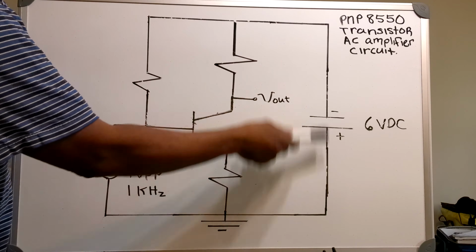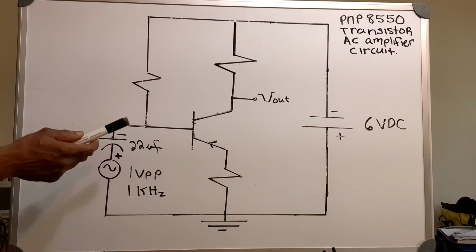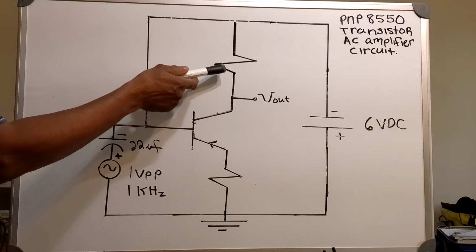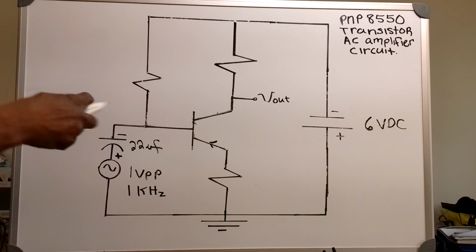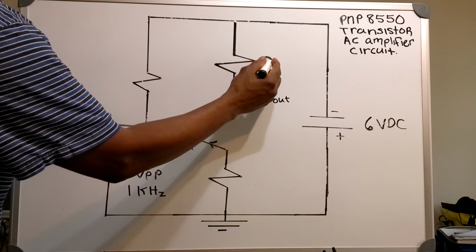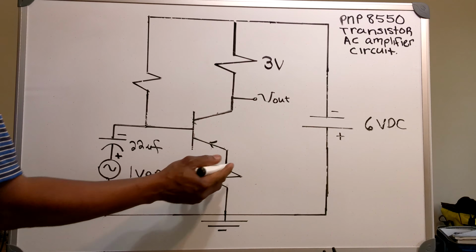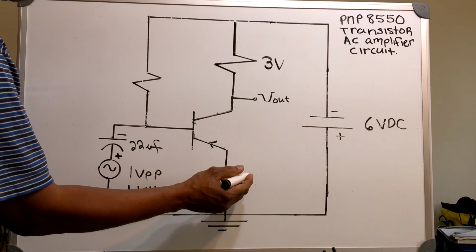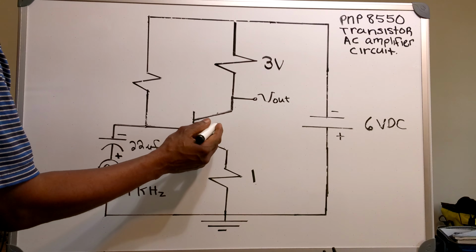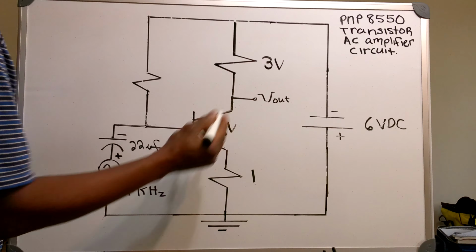Across the front of the transistor, I've got a 6 volt DC source. Now, I'm going to want 3 volts across the collector resistor. I'm going to want 1 volt across the emitter resistor, and across CE, I'm going to want 2 volts.